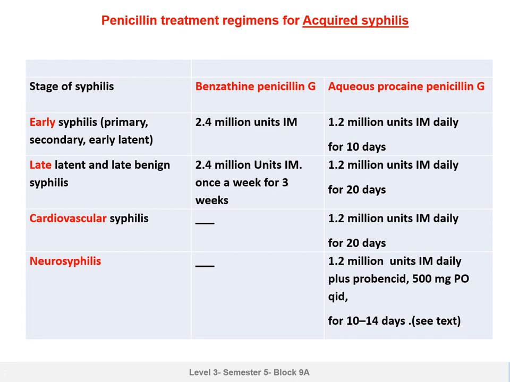In late latent and late benign syphilis: benzathine penicillin G 2.4 million units intramuscular once per week for 3 weeks, or aqueous procaine penicillin G 1.2 million units intramuscular daily for 20 days. Cardiovascular syphilis: aqueous procaine penicillin G 1.2 million units intramuscular daily for 20 days. In neurosyphilis: 1.2 million units intramuscular daily plus probenecid 500 milligram for 10 to 14 days to increase the renal tubular secretion of penicillin.